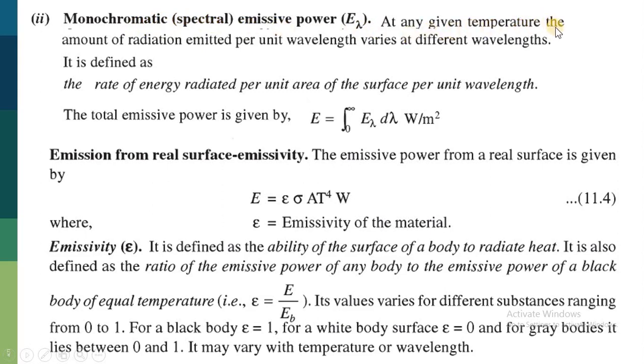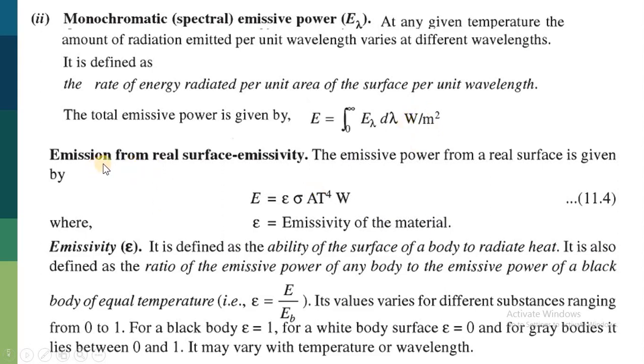At any given temperature, the amount of radiation emitted per unit wavelength varies at different wavelengths. If wavelength changes, emissive power also changes. So it is defined as the rate of energy radiated per unit area of surface per unit wavelength. Wavelength is also kept constant. And if you want to evaluate the total emissive power, then we have to take the integration from 0 to infinity for the different wavelengths, and its unit will be watts per meter square.